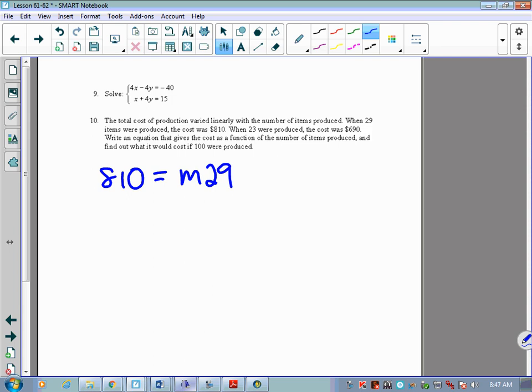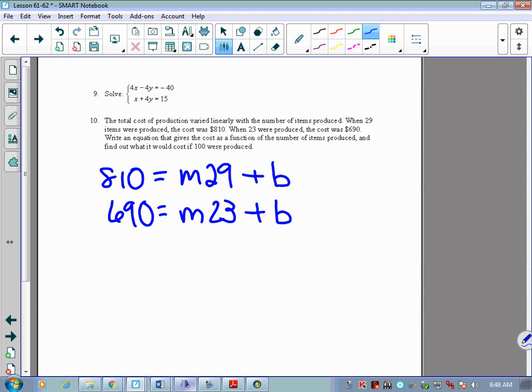But you don't know what your b is. You don't know where your y intercept is. So that's what you have for that. And then when 23 items were produced, the cost was $690. You still have plus b over here. So it's going to ask for this.